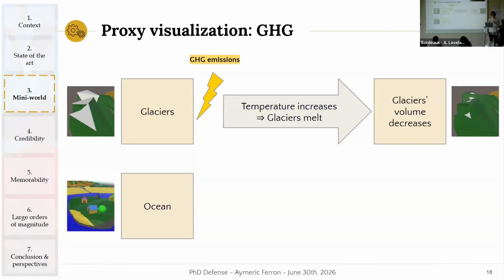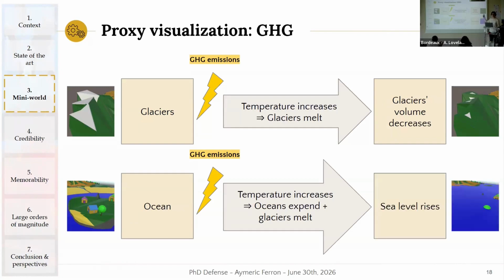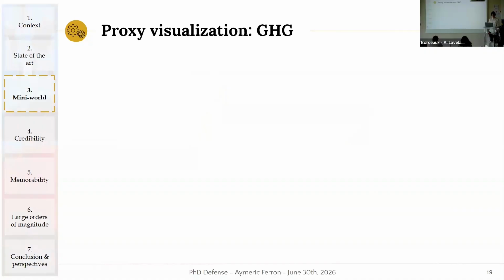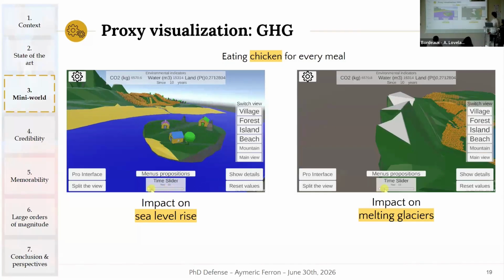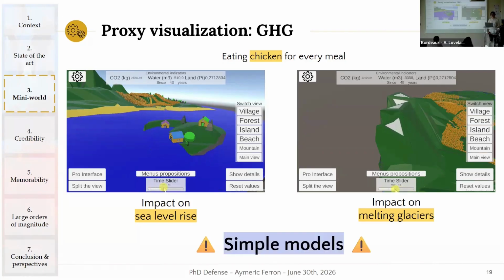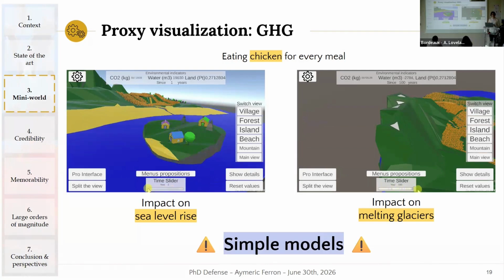Same thing for the ocean. At the very beginning, we have a stable ocean. When we raise greenhouse gas emissions, then the temperature increases, the ocean expands, and glaciers are melting, and so the sea level rises in the end. In our prototype, you can see here that when we travel into the future, the sea level is rising, and traveling back, the sea level will decrease. And here, same for glaciers, when you go forward in time, you can see the volume decreasing. A very important point: we acknowledge that we use highly simplified climate heuristics to represent this data. And this is not an actual modelization of the future of the Earth.